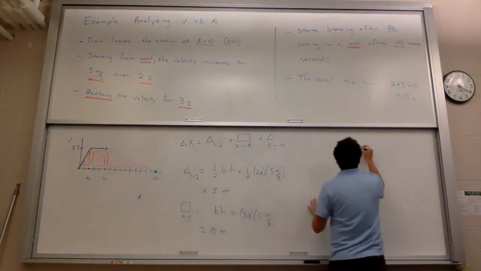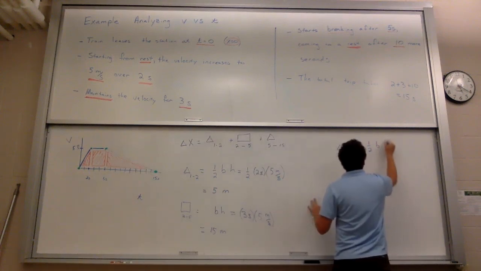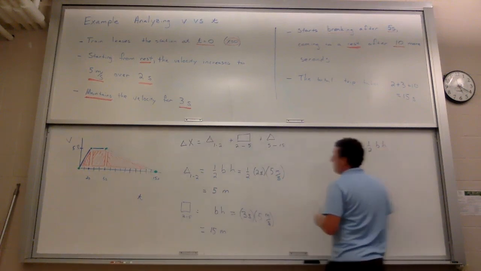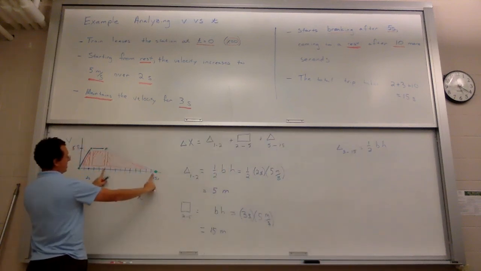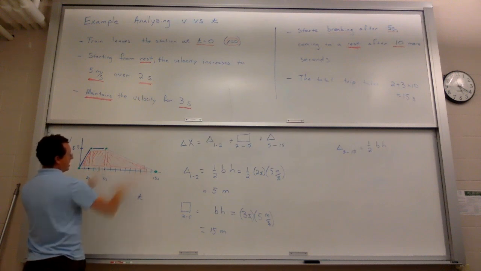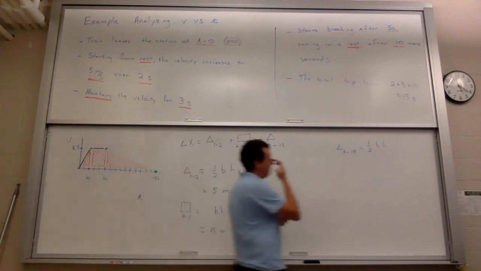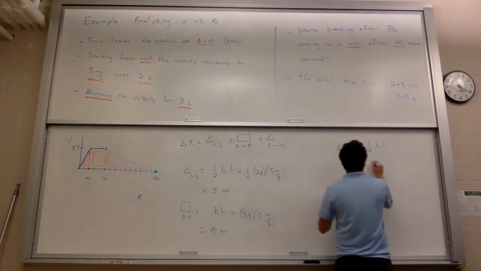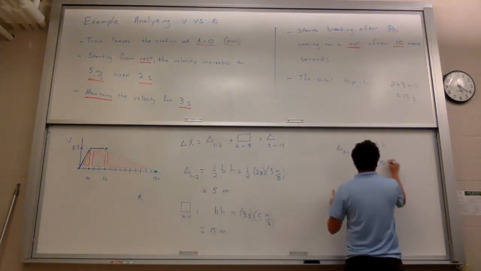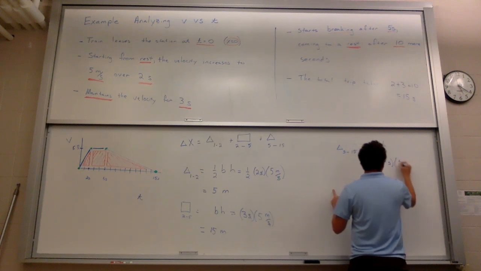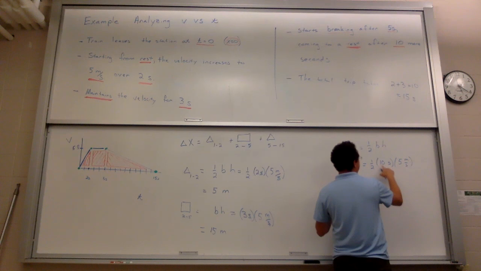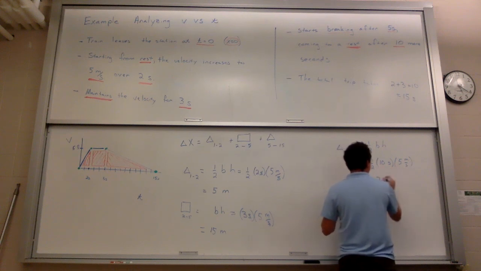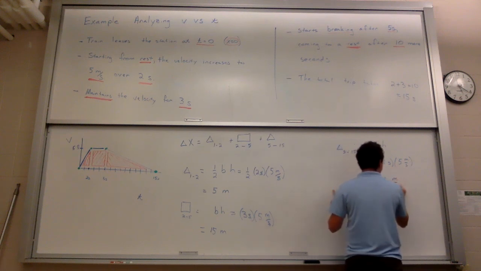Formula for a triangle is 1/2 the base times the height. The base in this case isn't 15, it's 10. 15 minus 5. The base of the triangle has length 10 seconds. The height is 5 meters per second. So I get 1/2 10 seconds times 5 meters per second equals half of 10 is 5, 5 times 5 is 25. So I get 25 meters.